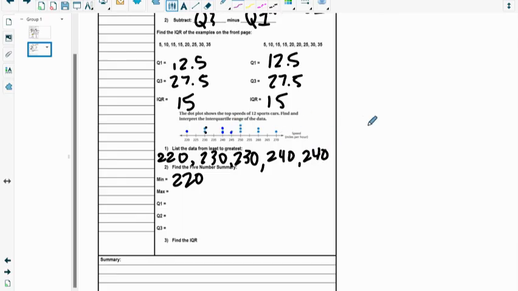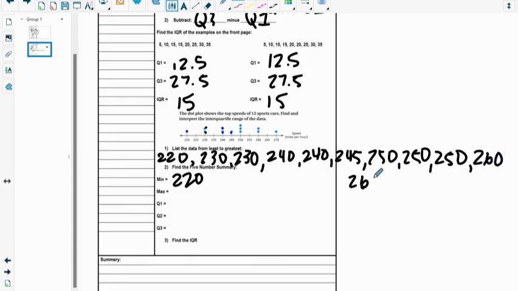Then we've got one 245, three 250s, two 260s, and then one 270. When I pull data from a dot plot like this, I'm going to go back and count. It says that we should have 12 data points here. 1, 2, 3, 4, 5, 6, 7, 8, 9, 10, 11, 12.